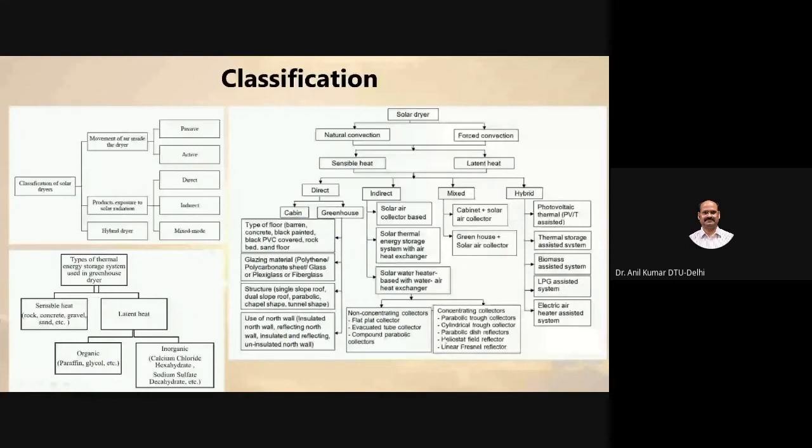of reflector. Now the mixed type means it is the fusion of direct and indirect. In the cabinet at the same time, the hot air is supplied from the solar collector, and at the same time the direct radiation is also there. I will show you over there. The greenhouse is also coupled with the solar air collector. This is another example of the mixed type.